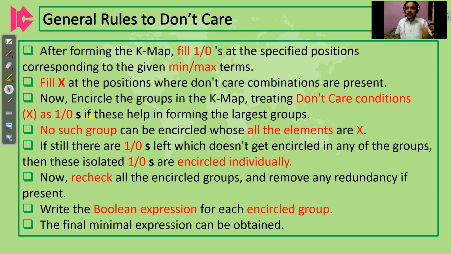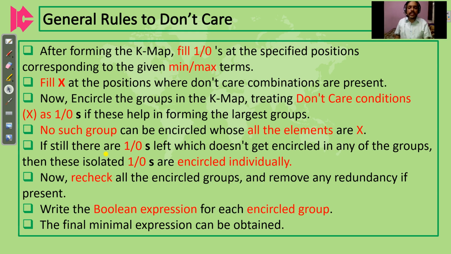If the cross helps you form a larger group, you can consider it as a 1 or as a 0, depending upon the combination requirements. It is up to you. If it gives the maximum combination, you can use it for your benefit. One rule is that no group can be encircled with all elements being crosses; at least one 1 or 0 must be in that group. Only then is it considered.